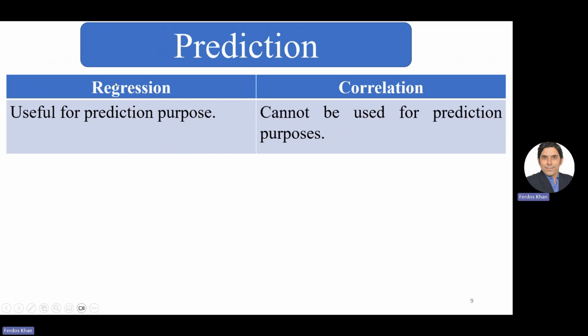Prediction. Regression is useful for prediction purposes, and of course, the ultimate objective of regression is prediction. You need to estimate the regression model, the relationship between the two variables, and then predict the dependent variable based on the values of the independent variable. Correlation cannot be used for prediction purposes because you don't have this relationship. So if you don't have this relationship, you cannot use correlation for prediction. So this is another obvious difference between the two concepts.